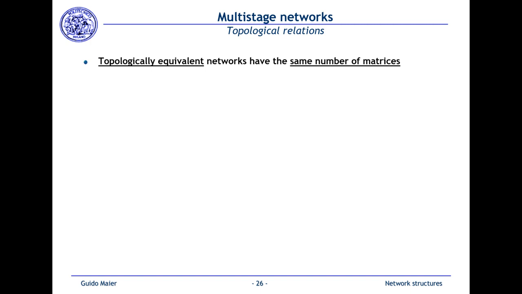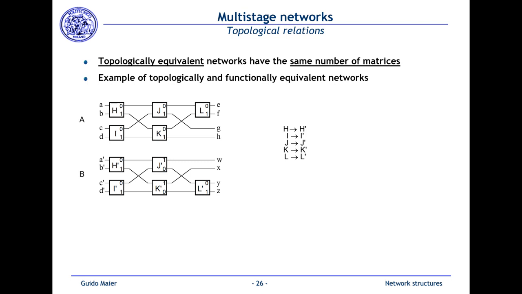Topologically equivalent networks obviously have the same number of matrices because their graphs are isomorphic. In this case, we have two topologically equivalent networks that are also functionally equivalent. These two networks are similar to the ones that I showed you as an example of rearrangeable non-blocking networks. The only difference from what we have seen in the previous lesson is that here you have a missing switching element. Okay.